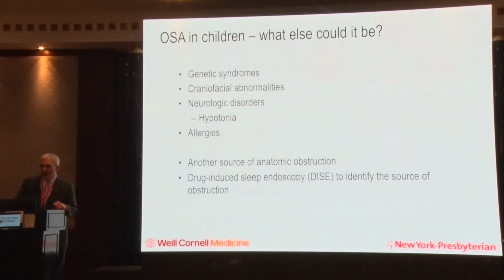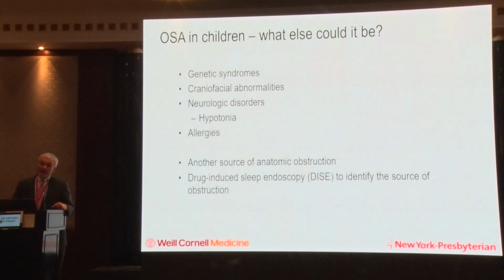Probably the most common scenario that causes failure of tonsillectomy and adenoidectomy in these children is neurologic disorders, reduced muscle tone, general hypotonia, or other neurologic disorders that cause tissue collapse during sleep. That's probably the most common reason for failure. Allergies, upper respiratory, nasal obstruction, or another source of anatomic obstruction. Tonsil and adenoid hypertrophy is the most common source, but it's not the only source.